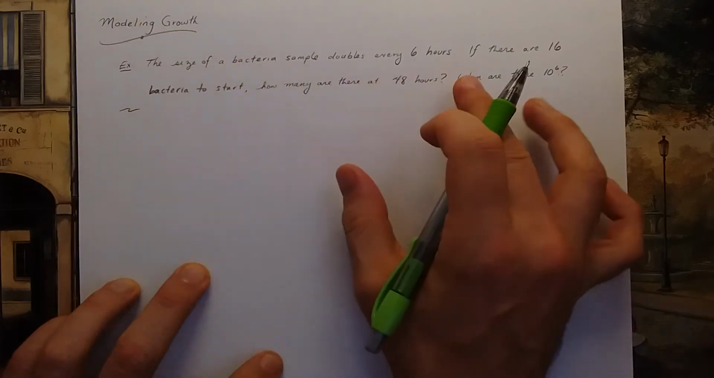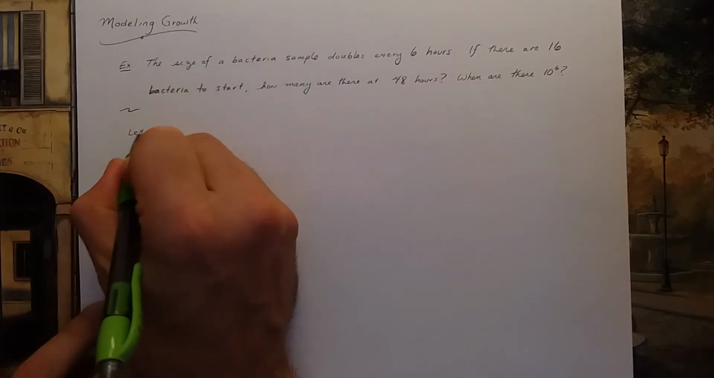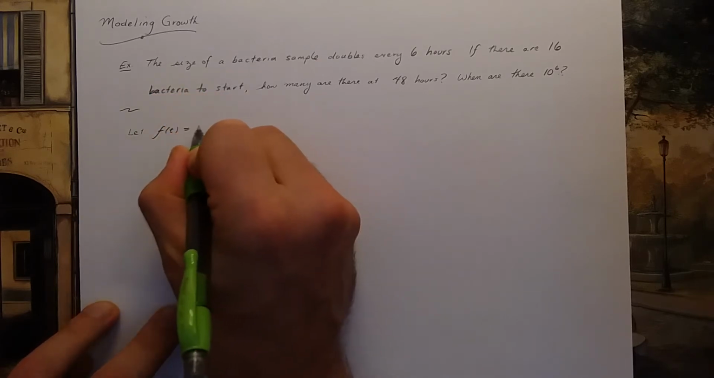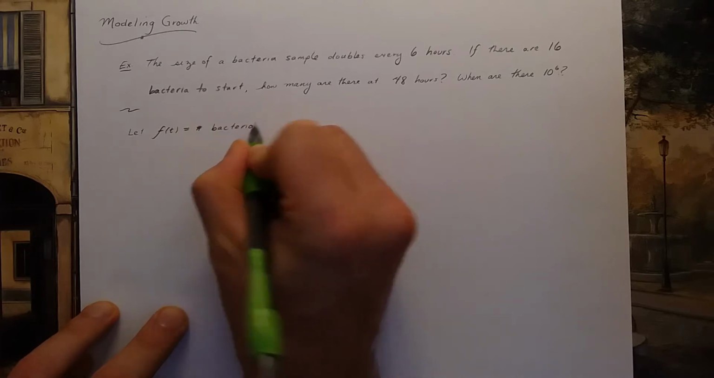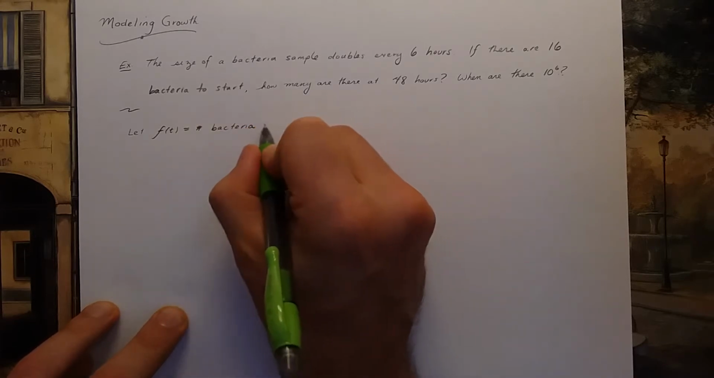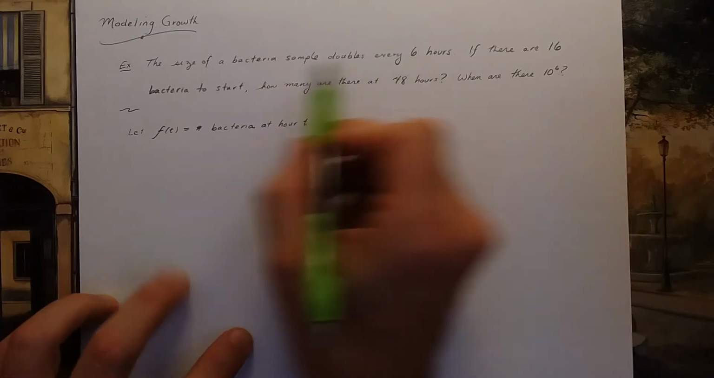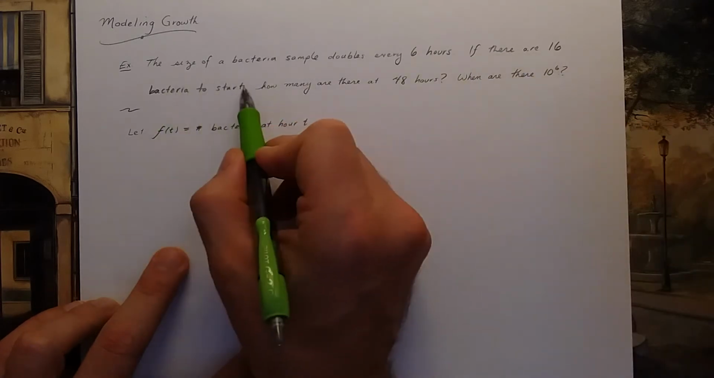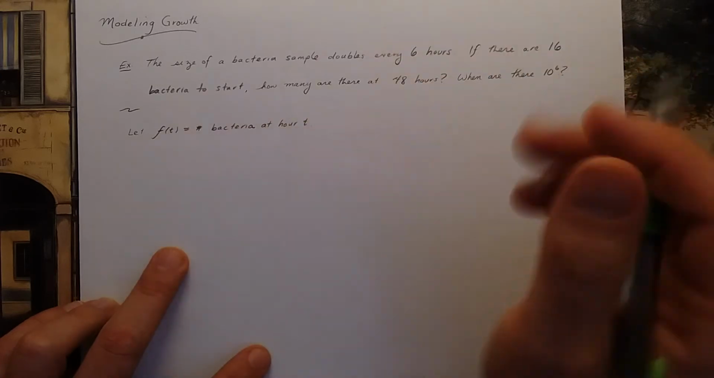So to solve this problem, what we're going to do is the following. I'm going to let f of t be the number of bacteria at hour t. So this sentence says if there are 16 bacteria to start, can be interpreted as f of 0 is 16.